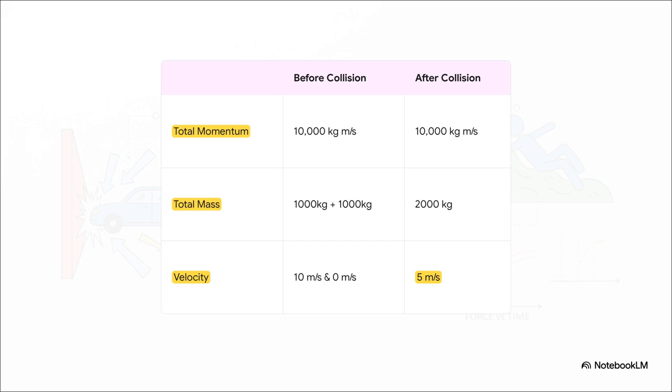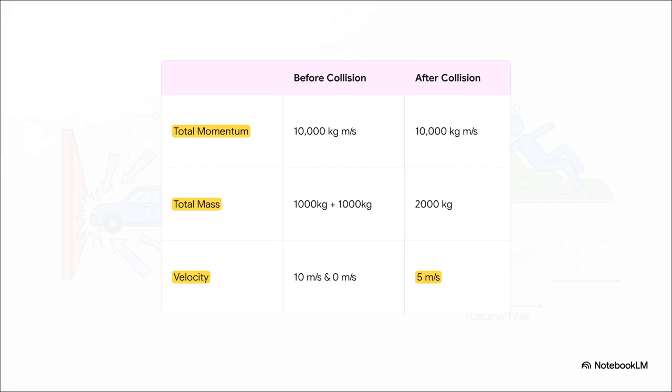The second car isn't moving, so its momentum is 0. That means our total momentum before the crash is 10,000 plus 0, which is just 10,000. Now, our law of conservation tells us the total momentum after the crash must also be 10,000. But now, the two cars are stuck together, so their combined mass is 2,000 kilograms.